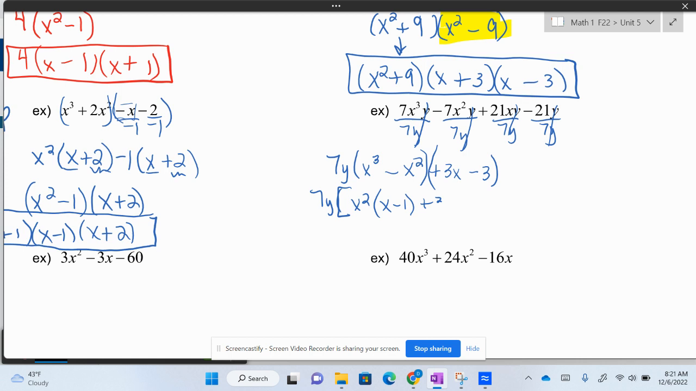A plus 3, and that's going to leave me with an x minus 1. So let's see what we really have. We really have 7y times the repeated term, x minus 1, times x squared plus 3. Can I factor that anymore? Can I factor the x squared plus 3 at all? Is that the difference of two squares? No. Okay. So we're done.